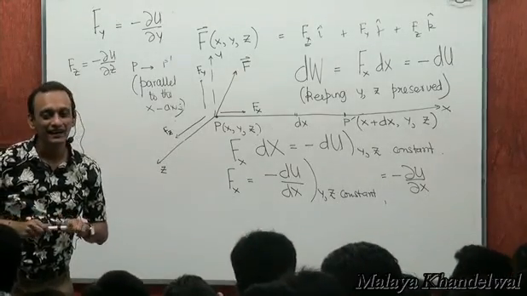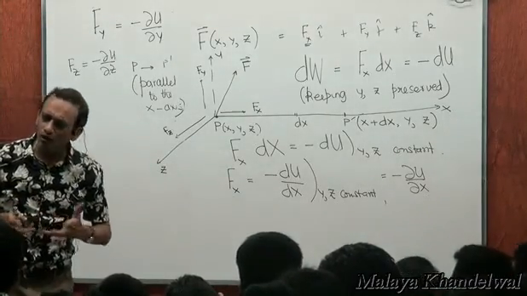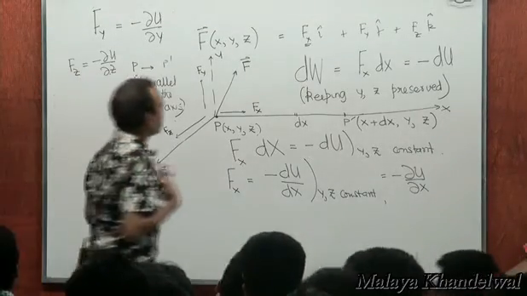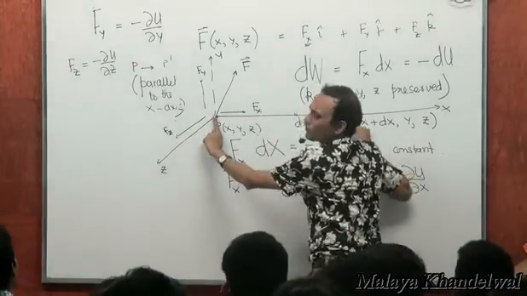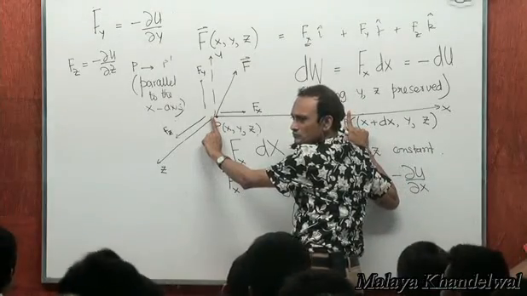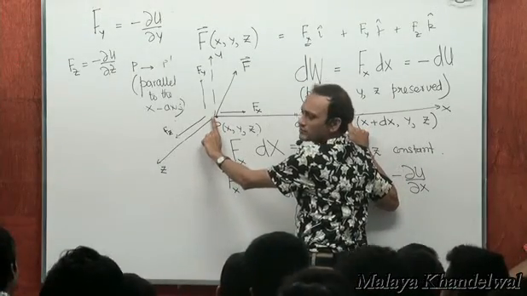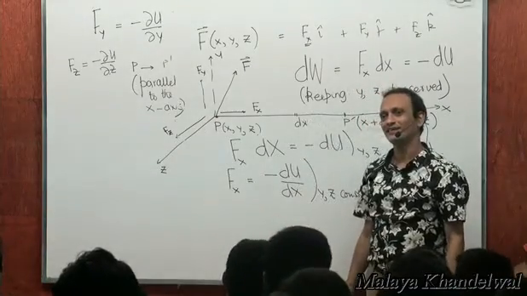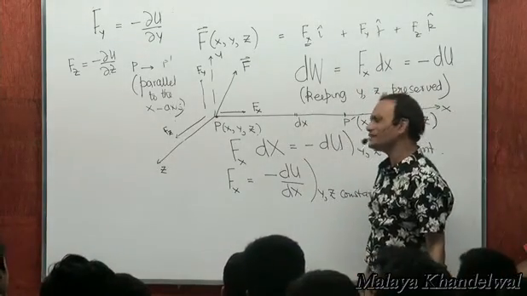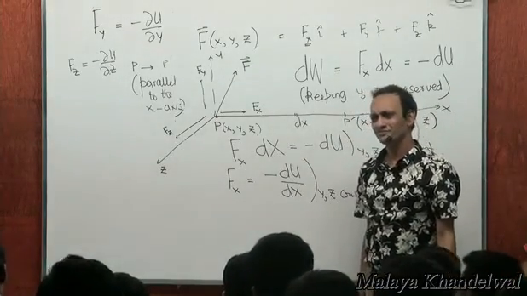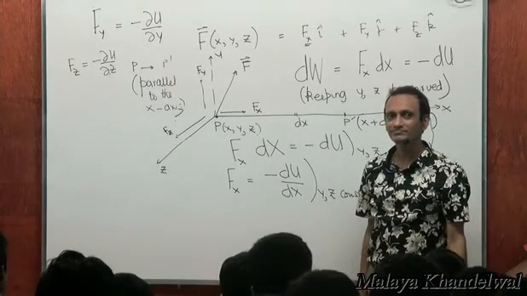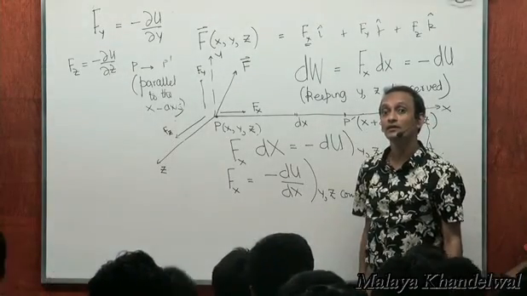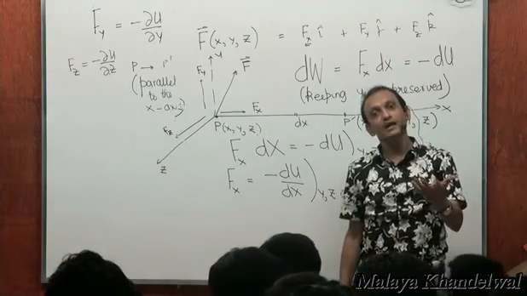Sir, but how can you assume that it moves parallel to the x-axis? No, I'm causing it. That's my choice. I've just caused the particle to go from P to P prime. How can you challenge that? I was seeking Fx, so I did this. Yes or yes? I will assume that.